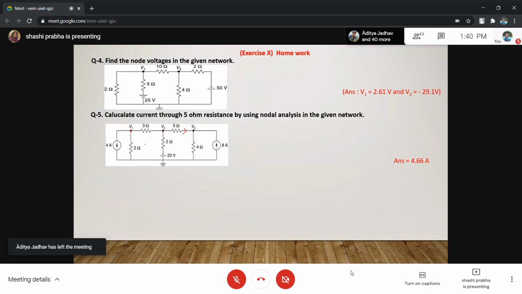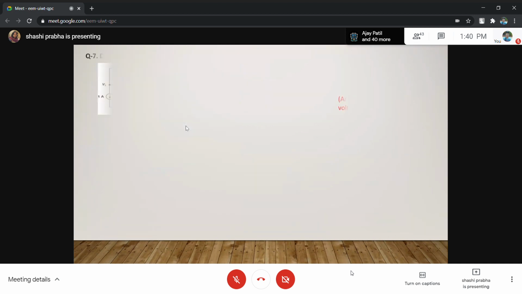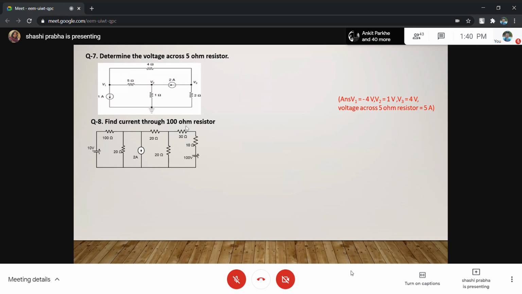Write the equation at node A, node 1. Write the equation at node 2. Write the equation at node 3. Look at this diagram. Next one: node A, node 1, node 2 and node 3. See question number 7.